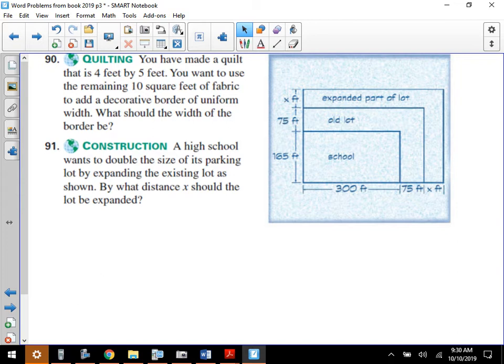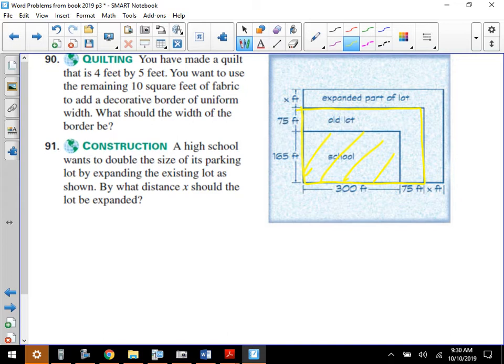So what they're trying to do is take the original parking lot and double it. So what we need to do first of all is figure out what's the area of the original parking lot. Well, the original parking lot, when you look at this, it's defined by the school and the parking lot. Take out the school. So you've got a rectangle, subtract the smaller rectangle.